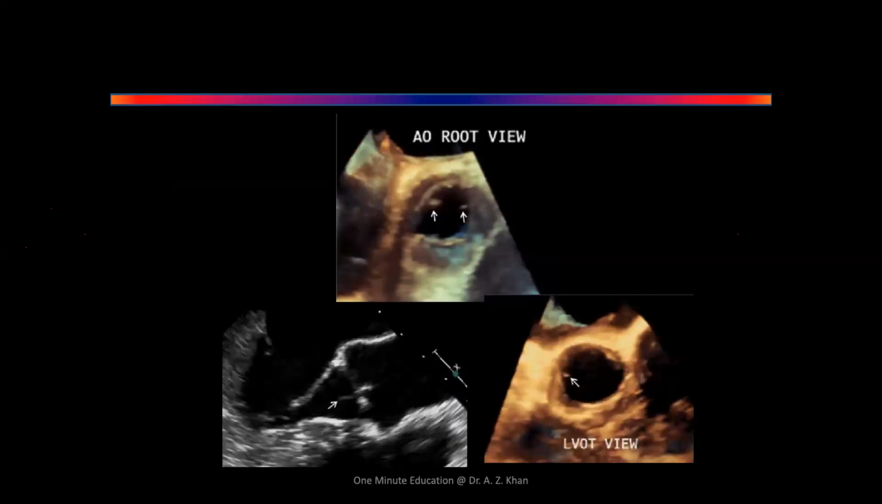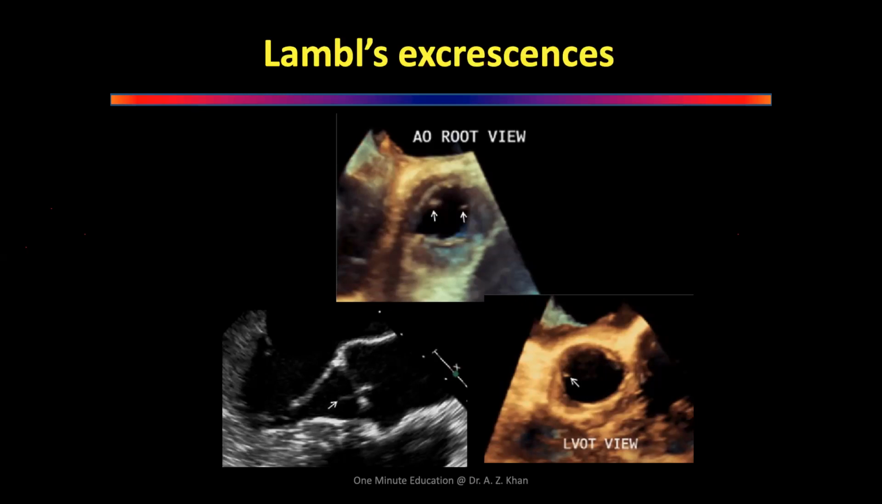What are you seeing in the echocardiogram? There are some arrow marks there. What are you seeing, and what does it cause? In 3 views, you can see these pathologies. These are called Lambl's excrescences, okay?